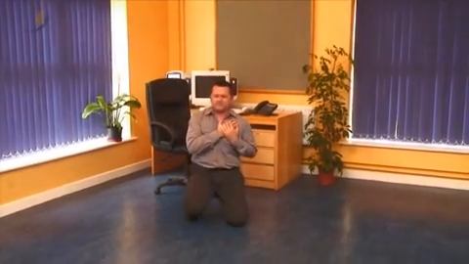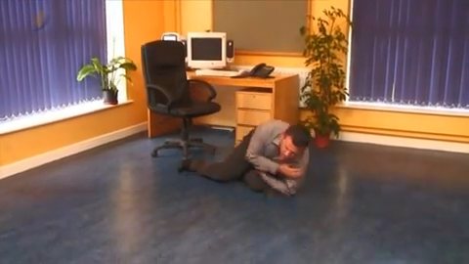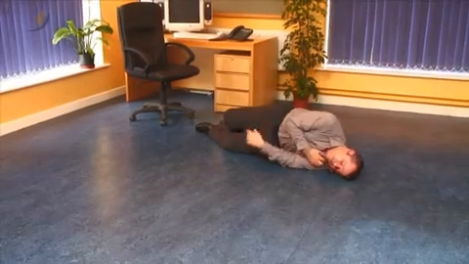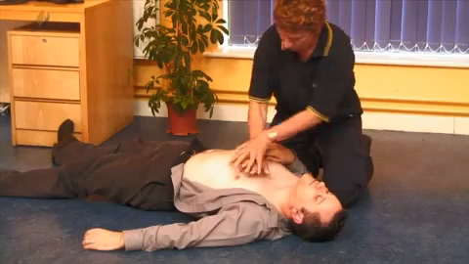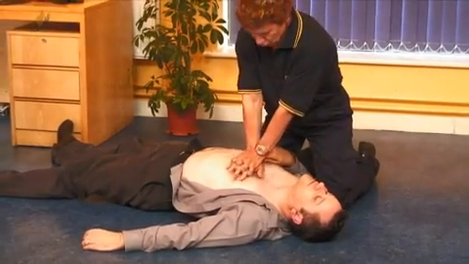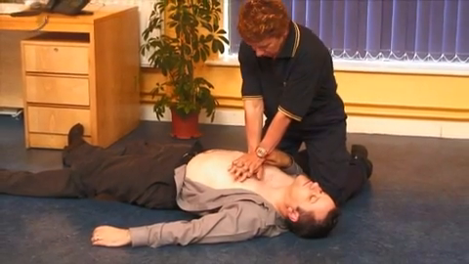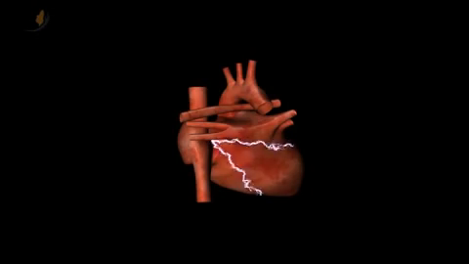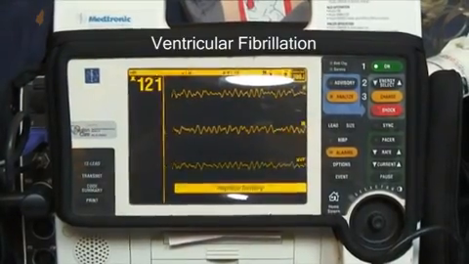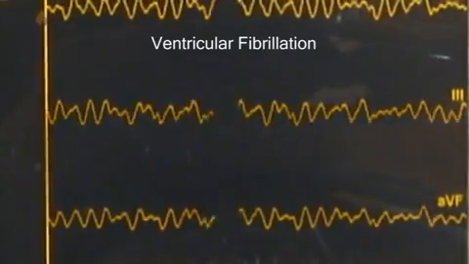When a patient's heart stops, the earlier you give CPR, the better the chance of survival. But for some patients, CPR is not the only answer. Sometimes, an abnormal electrical rhythm causes the heart to suddenly stop. This abnormal rhythm is known as ventricular fibrillation, or VF.